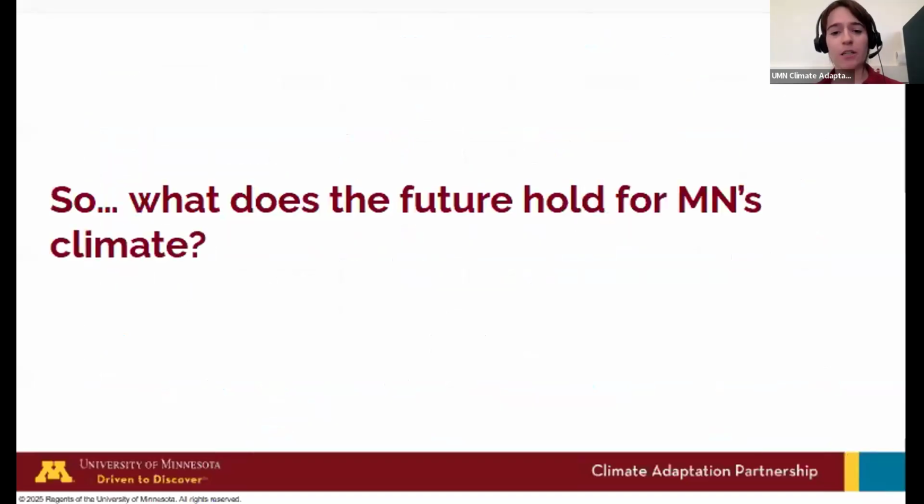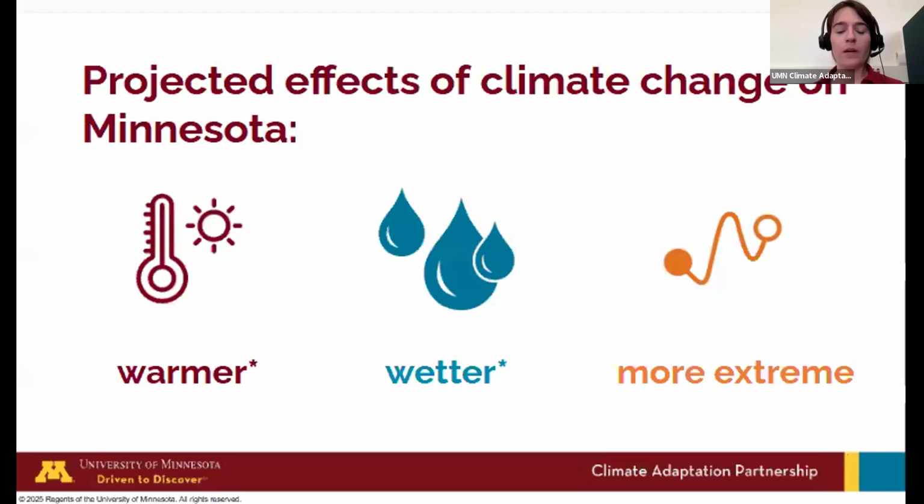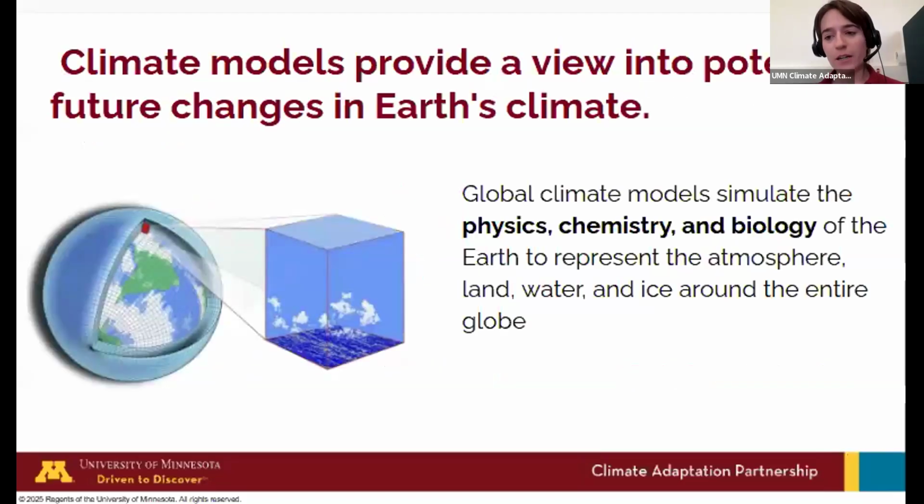So, based on all this information, you might be asking yourself, what does the future hold for Minnesota's climate? We project that the effects of climate change on Minnesota will result in our state's climate becoming warmer, wetter, and more extreme. You might be asking yourself at this point how we know that. And the answer is that we're able to do that through the use of climate models. We only have time for a brief overview of climate models today, but if folks really want to deep dive into how these work, we have time for that at the end of this discussion where we'll share some additional resources.